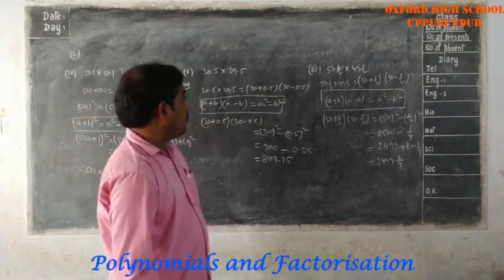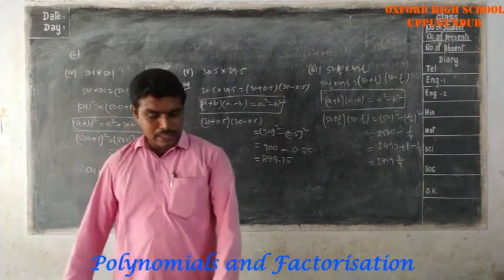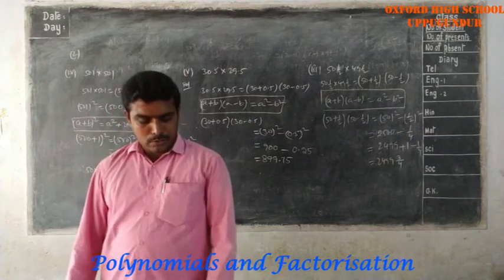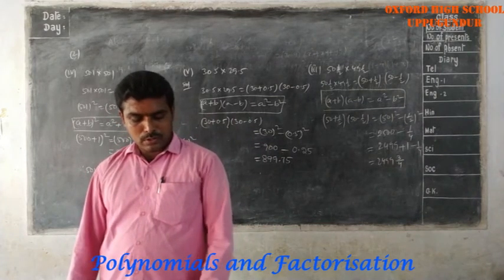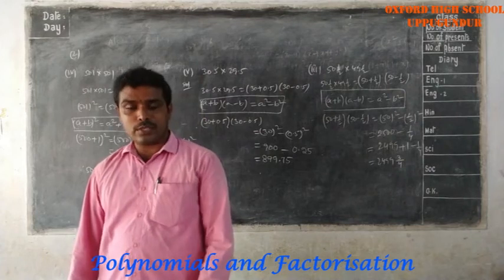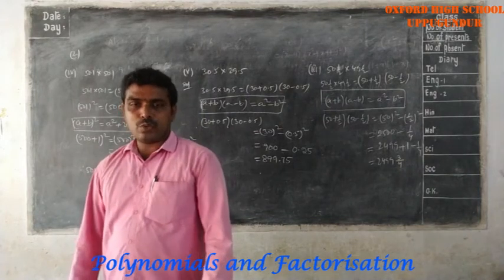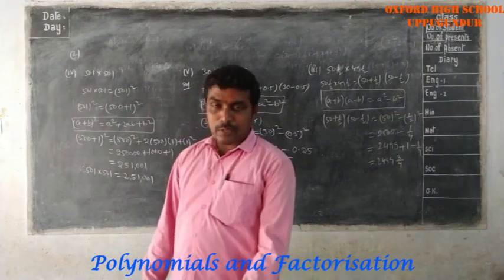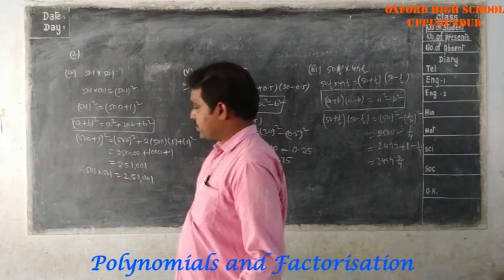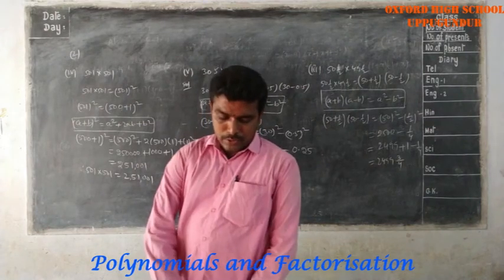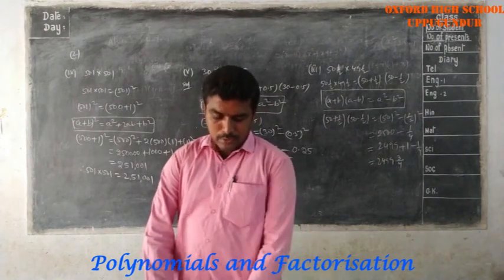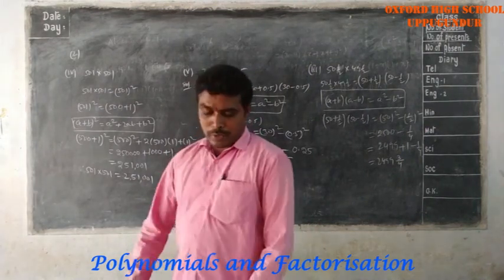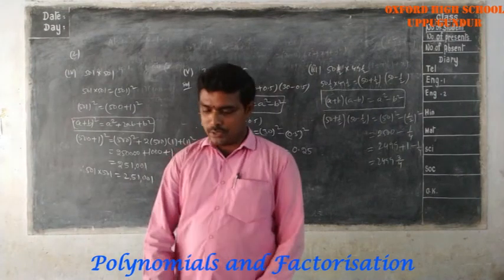So up to this, by using algebraic identities, 2 Romans are completed. Up to here, exercise 2.5, first Roman and second Roman are completed. You have to learn those algebraic identities, then only you can do these problems. For each problem we are using the algebraic identities. That's why you have to learn them. The remaining problems we will do in the next session. Okay, thank you.